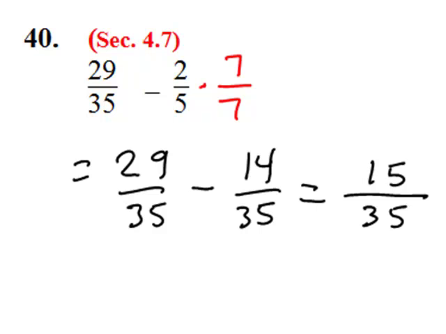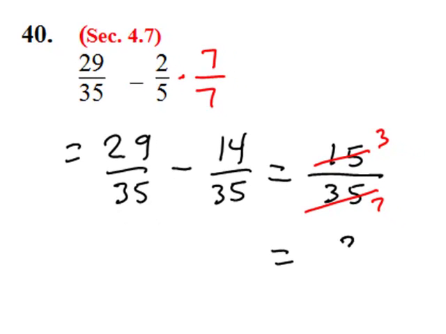We're not done though, because this can be simplified. They have a factor of 5 that can be divided out of each. 5 goes into 15 3 times, and into 35 7 times. So the final result is 3/7.